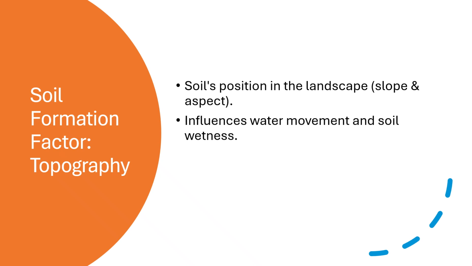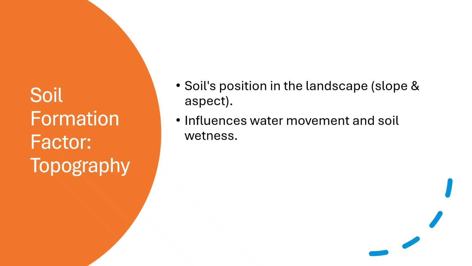Our fourth factor is topography, which refers to the soil's position in a landscape. This heavily influences soil development, mainly by affecting water movement and soil wetness. Even small differences in elevation can lead to major changes in soil type. Now, when we're talking about relief or topography, we're dealing with two things: slope and aspect.